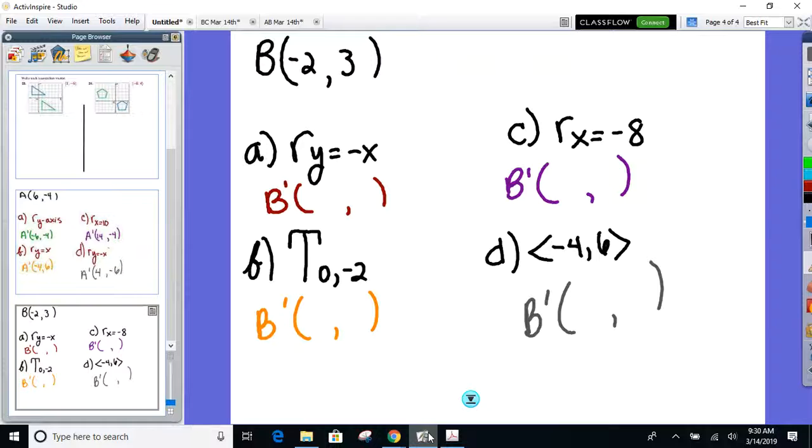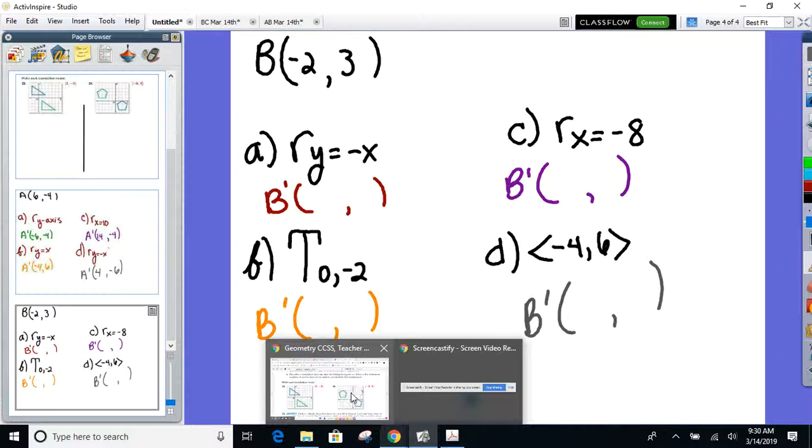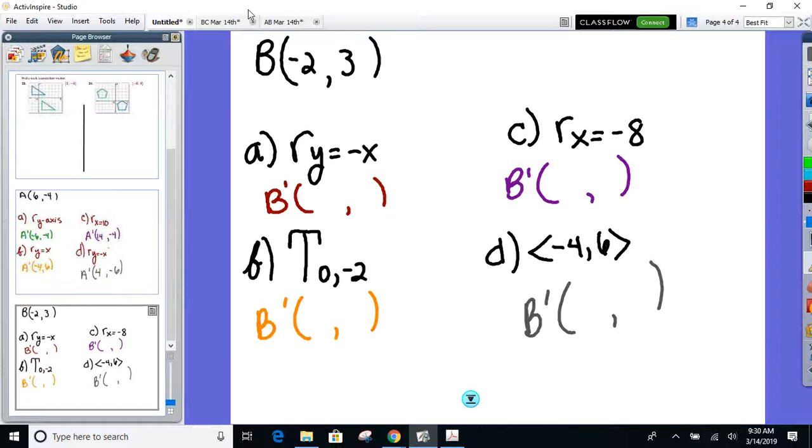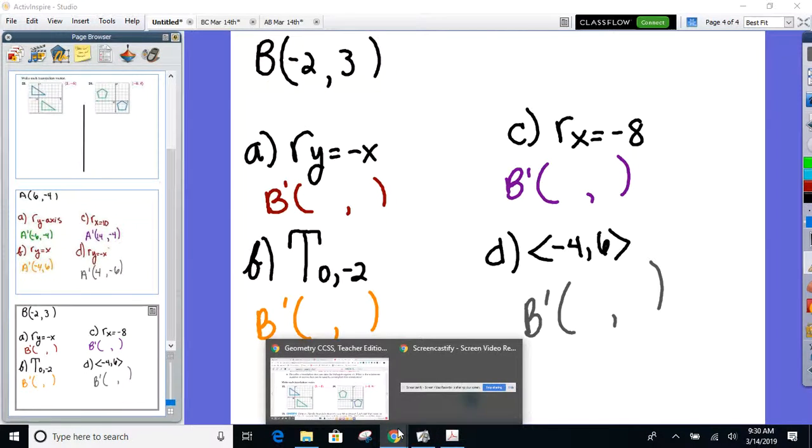Ready to give up some answers here. Y equals negative x. Just got to remember the rule. That's it. Just got to remember the rule. I don't know how much graphing is going to help. So where does my new point begin? Shoot.